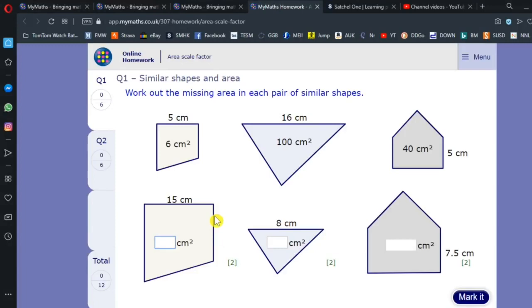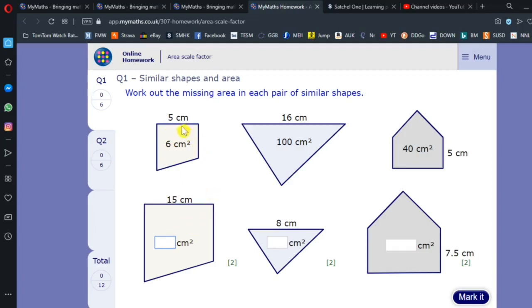Okay boys, so I'm going to go through the Mymaths task so that you can see how to answer it, just in case you're completely at sea with this. So, question 1 here, we've got 3 pairs of similar shapes. In columns, we've got these 2 similar trapeziums. So let's start with those.